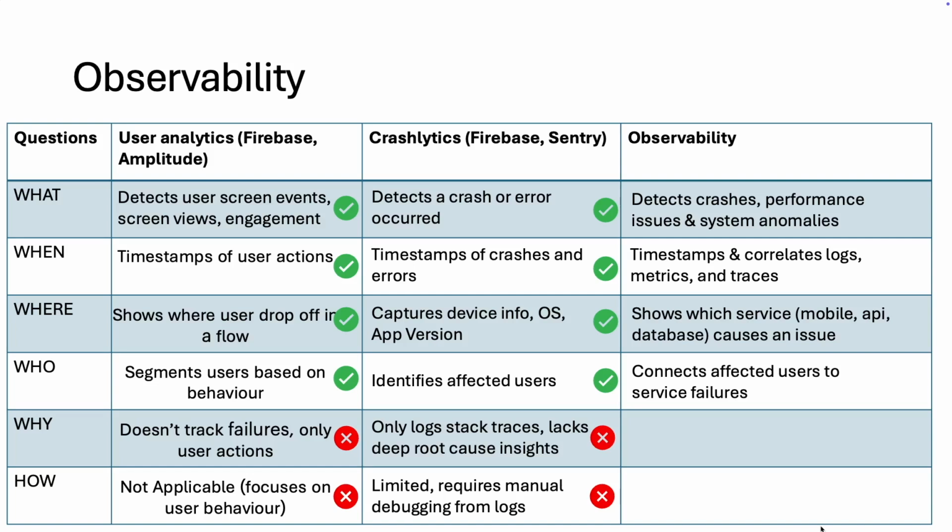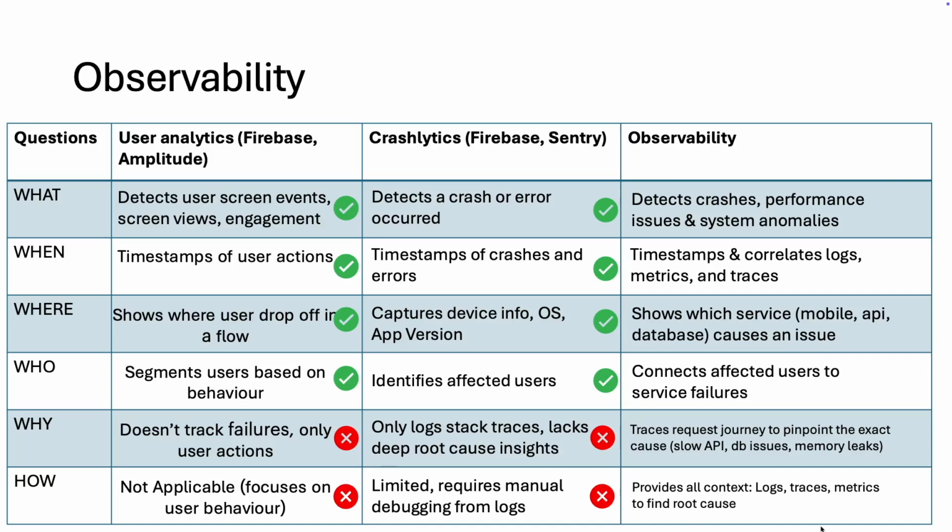And then when it comes to why, because it has a trace which allows you to completely track the journey of the API across a distributed system, it traces the request journey to pinpoint the exact cause of failure. You can figure out where the weakest link in the chain is. It also has the ability to answer the question of how. It provides the full context. It has logs, traces and metrics. Just by correlating, without debugging, you would be able to answer the root cause of the problem. And that is the reason why it answers all 6 questions.